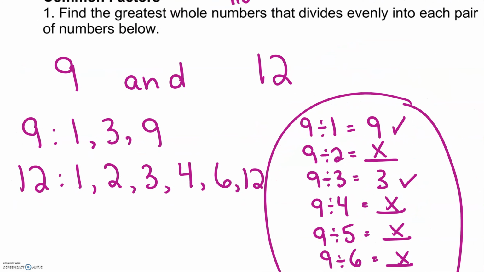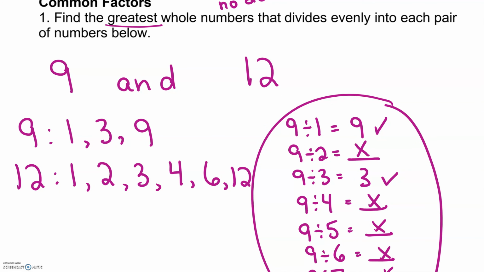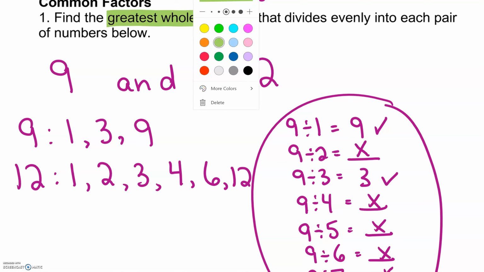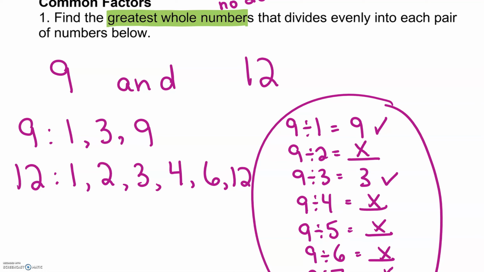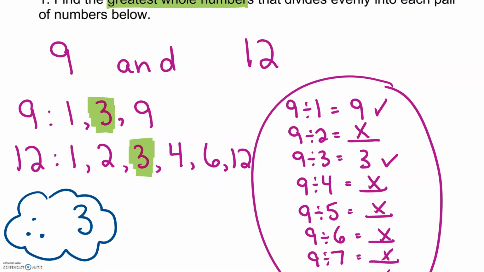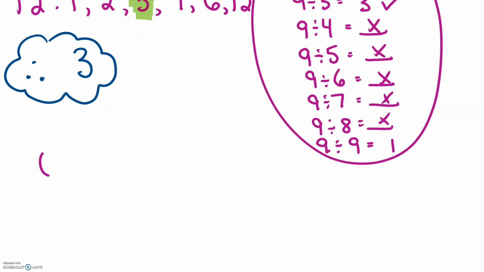Now we have to pick, as it says here, the greatest whole number. So there's a lot of numbers that divide by 9 and 12, but we want the greatest one. So we can notice here that 9 is the highest number for the 9 selection here, but 9 is not part of any of these 12 numbers that we wrote down. So we know that 3 is the biggest number that we can divide evenly into each pair. So therefore, 3.